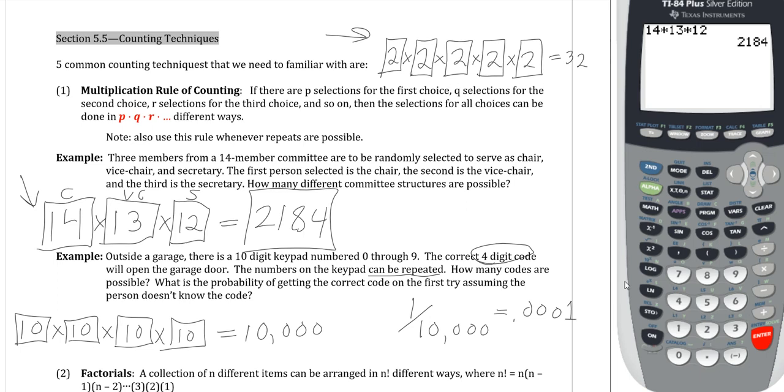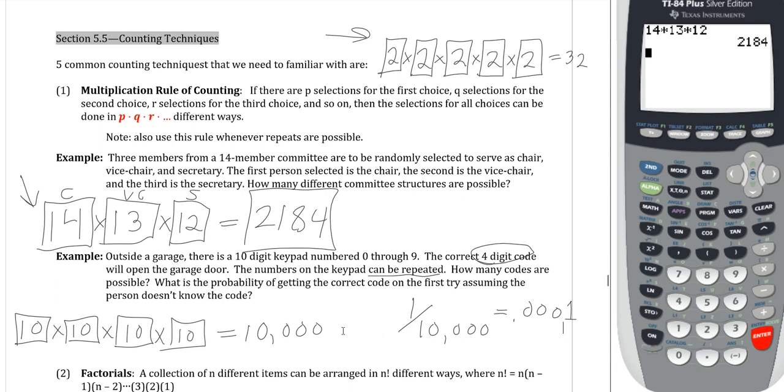So a very unlikely chance of randomly guessing the correct code. Now, this is not considering things like bias in terms of people maybe selecting their birthday or an important date to them. This is just selecting in a vacuum. What's the probability of just randomly selecting the right 4-digit code? So that's the multiplication rule of counting.